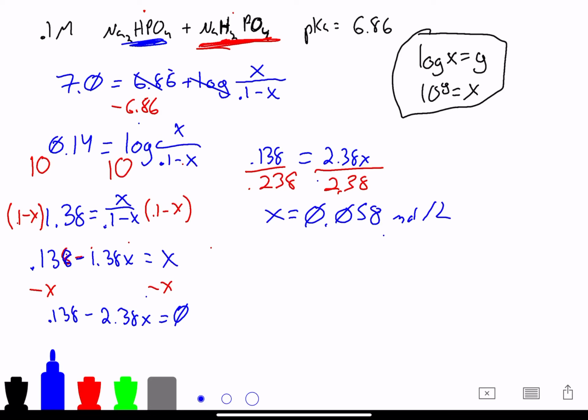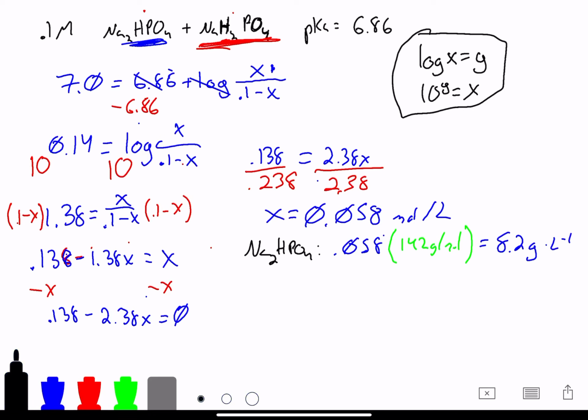So given the top here, we know that because this is the base on this part of the equation, this is the amount of moles of base we need. So to find the grams of Na2HPO4, we just take 0.058 and multiply it by the molar mass, and we're going to need 8.2 grams, and that's per liter.